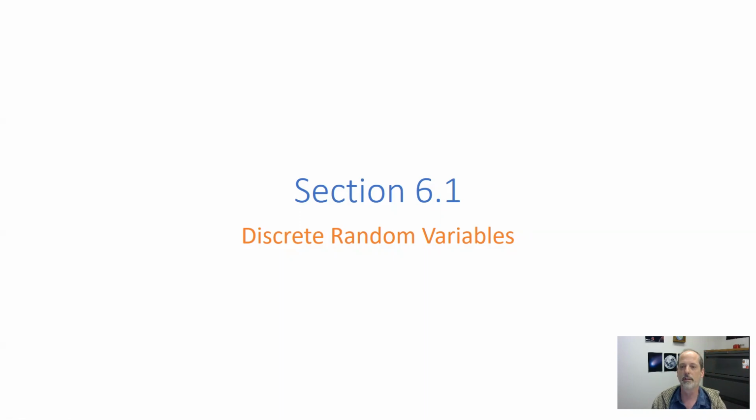So we're looking at section 6.1, which discusses discrete random variables. Really, what a discrete random variable is, is just a way to name something and put it into a nice little package. The ideas are the same, but we're now going to package them and call them capital X. So let's discuss what we mean here, discrete random variables.